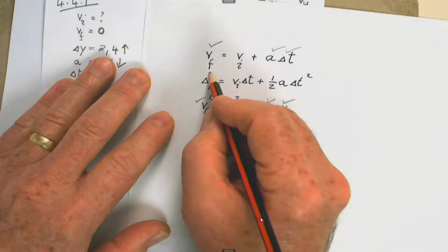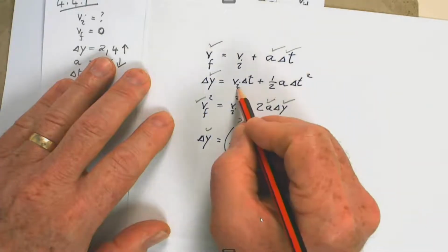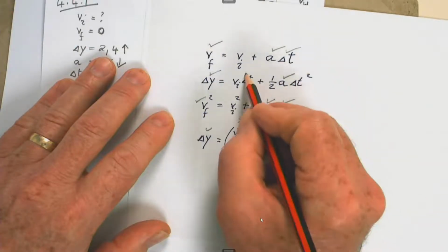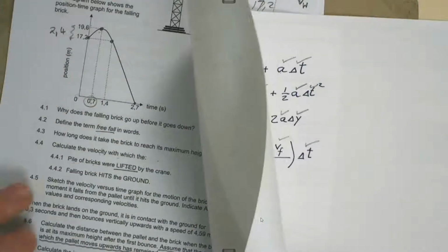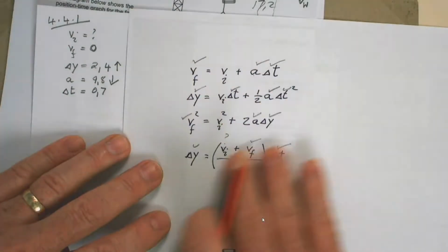What about this one? Do I have delta Y? Yes. Do I have A? Yes. Do I have delta T? Yes. So can you see, to calculate 4.4.1, you actually have everything. You actually have everything. So I am just going to show you the first one.